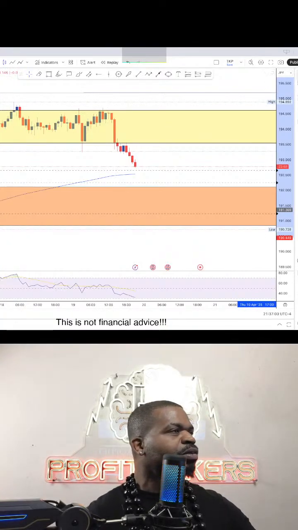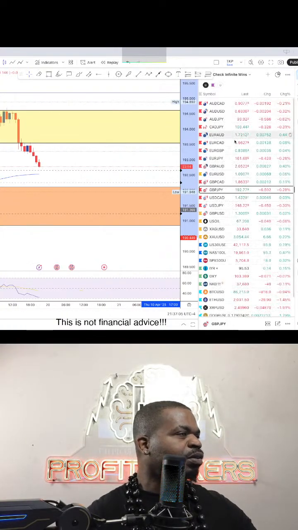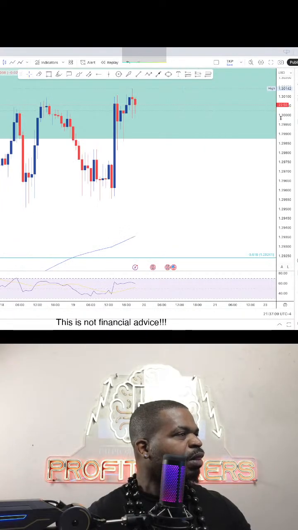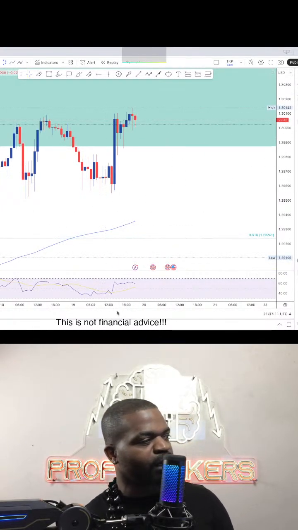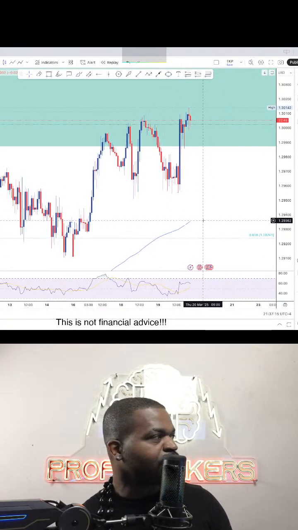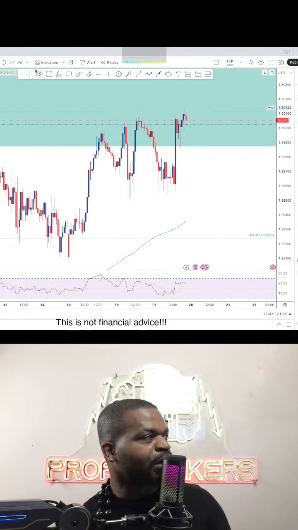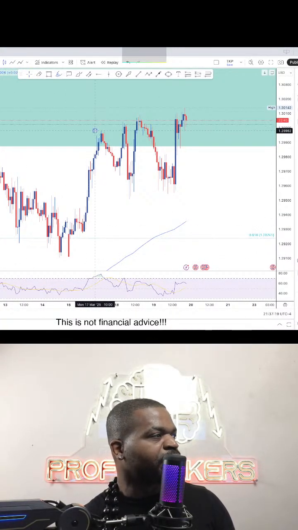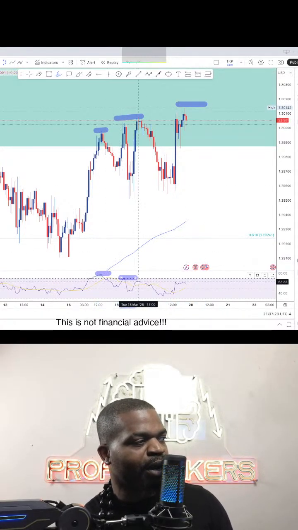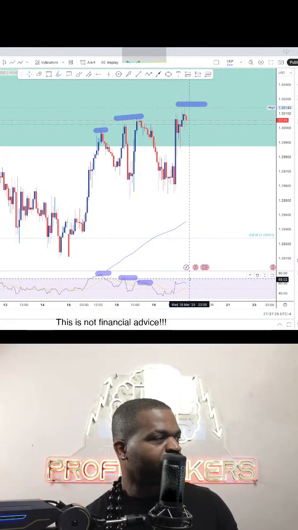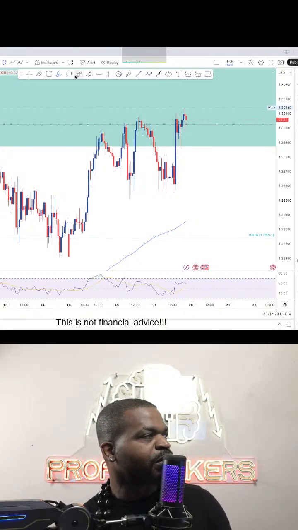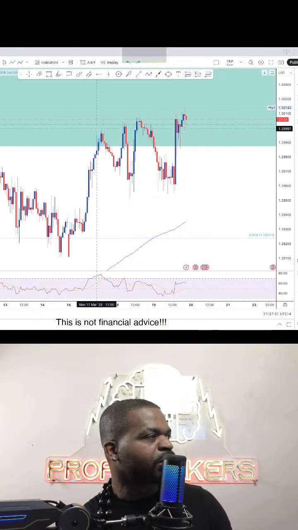So let me see. Next thing we'll take a look at is pound USD. Pound USD was doing the exact same thing as far as creating higher highs on the chart and creating lower highs with your oscillator. Again, this is called bearish divergence. So let's see what's going on.